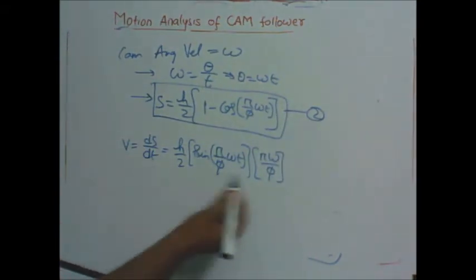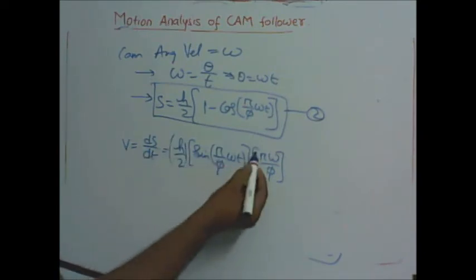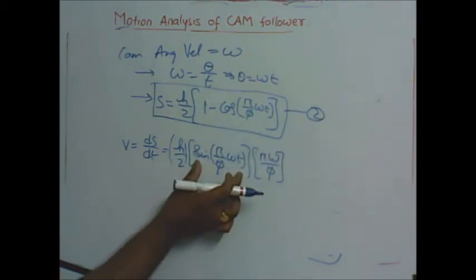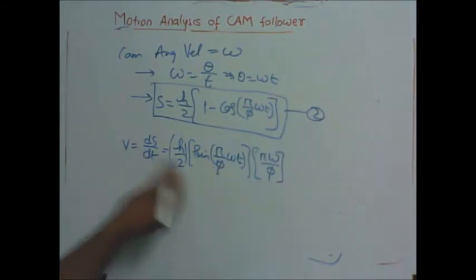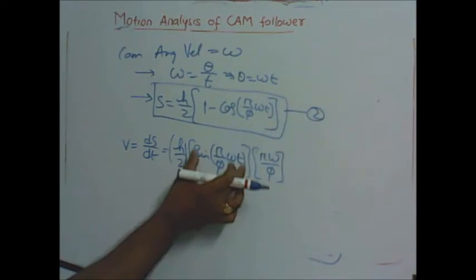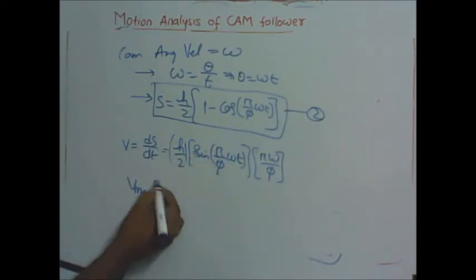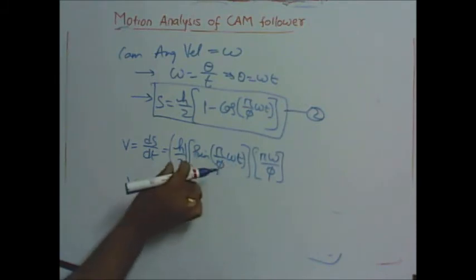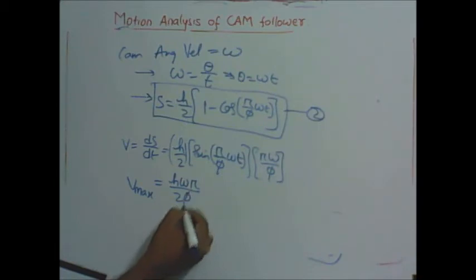So the maximum possible value: this part is a constant, so the only variable is the sine of this with respect to time t. For velocity to be maximum, the sine value has to be maximum. So when the sine value is maximum, we will get Vmax. But what is the maximum value of sine? It is 1. So when sine is 1, what we will get? H into omega into pi divided by 2 phi.